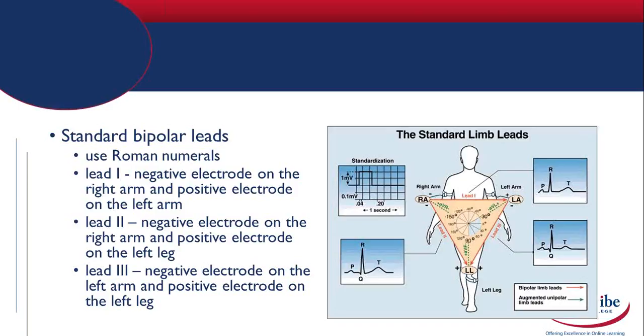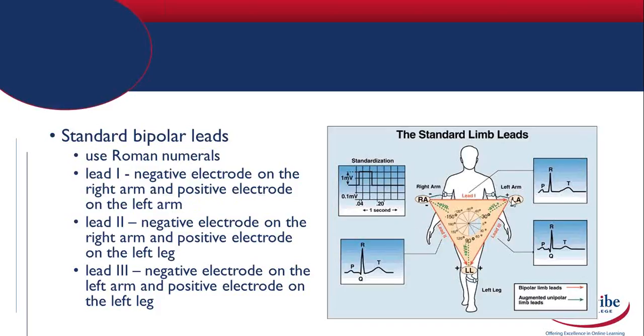And for the bipolar leads, that's the only 3 leads there are, I, II, and III. There's not a 4 and a 5, 6, or whatever. It's just I, II, and III. So lead I is the negative, and you can see on the diagram here, they have a lead around the left arm, a lead around the right arm, and then a lead around the left leg.